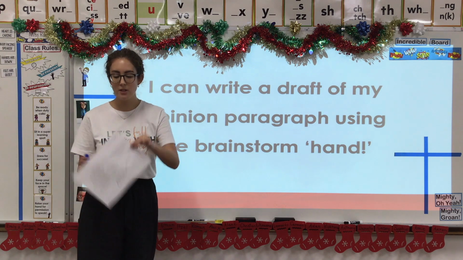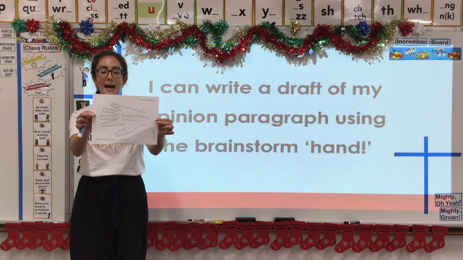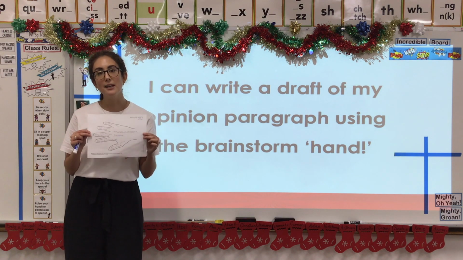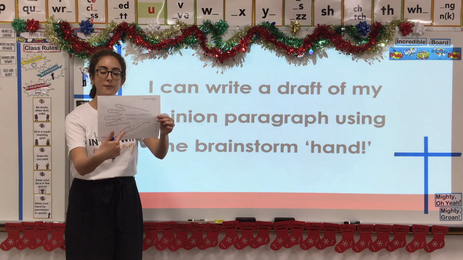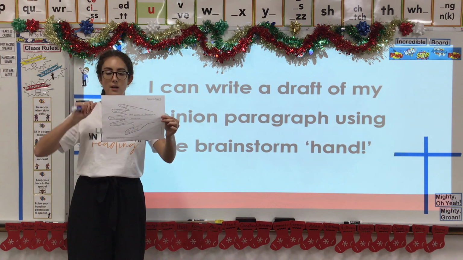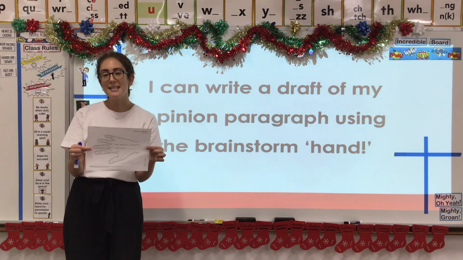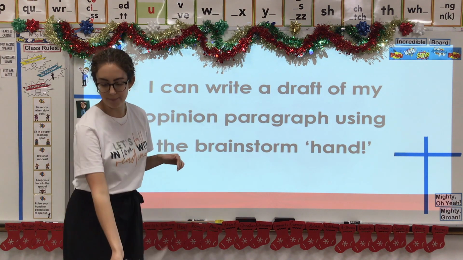And today we are going to need our brainstorm handout. This is what you created last week in writing. We had our opinion in the palm and then all 5 different reasons on the fingers. So you are going to need this out as well today.